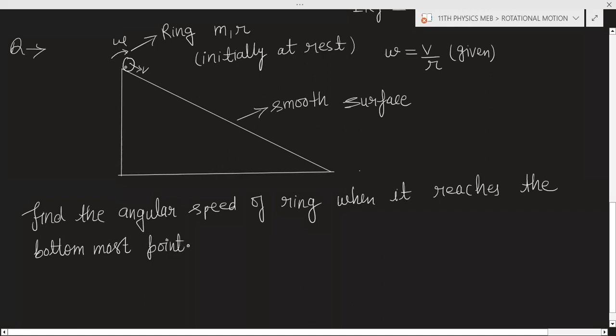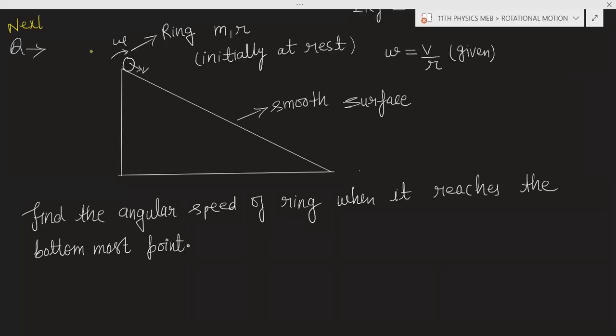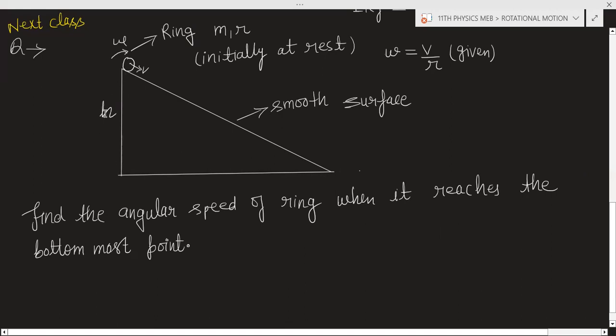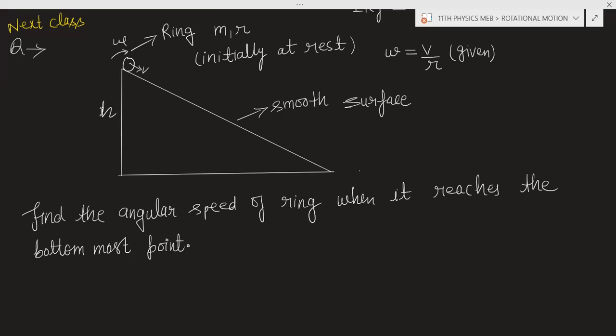Okay, write down this question. We will discuss this question in the next class. And one more thing is given: this height is given as small h, from here to here. Write down this question, or you can try this question by yourself also.